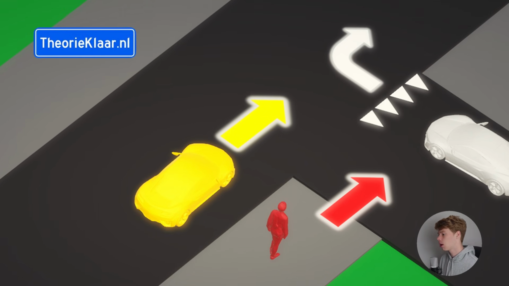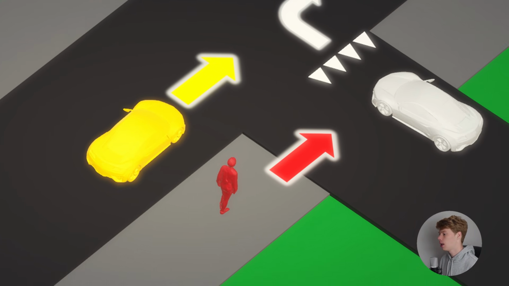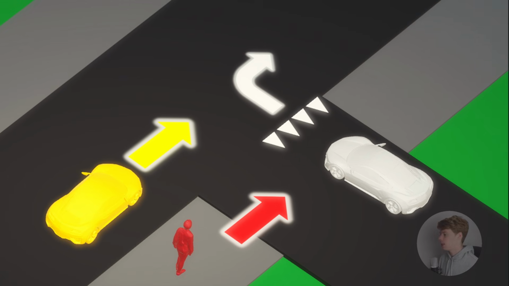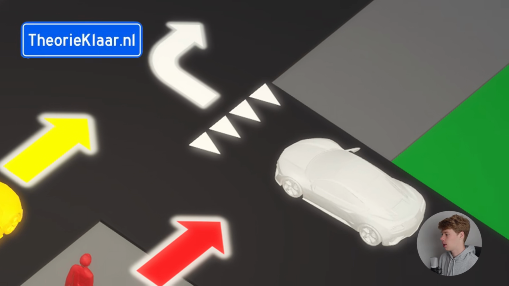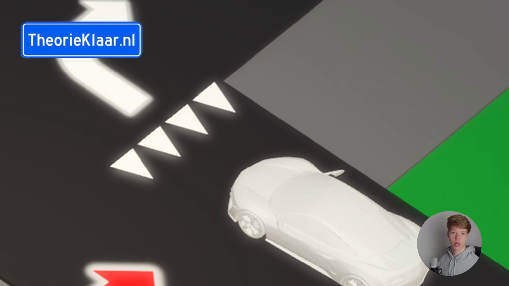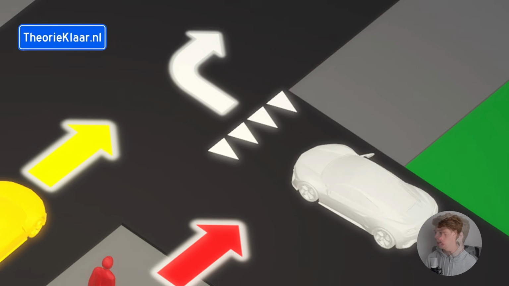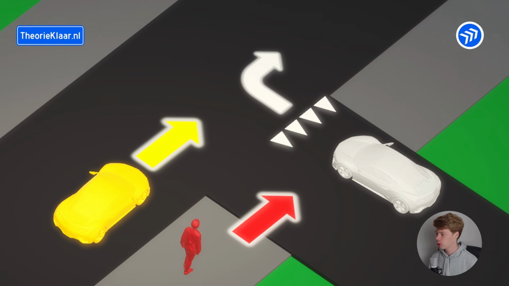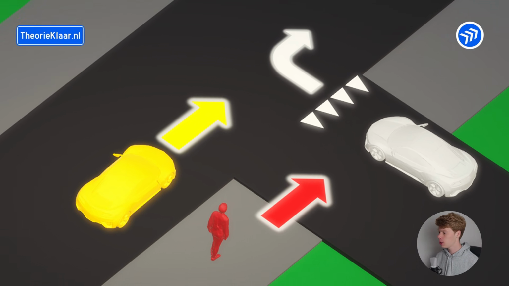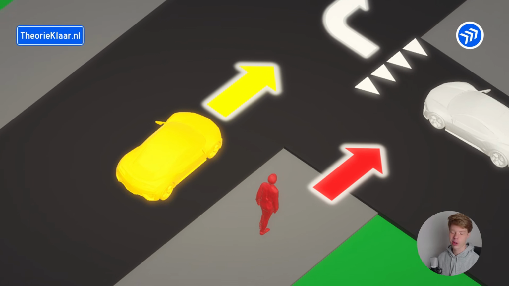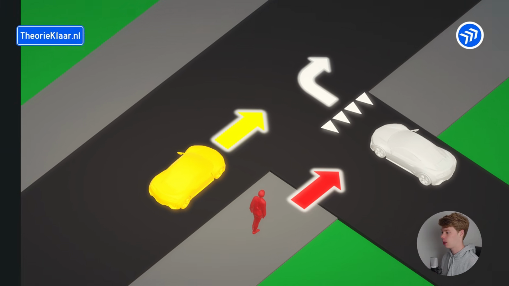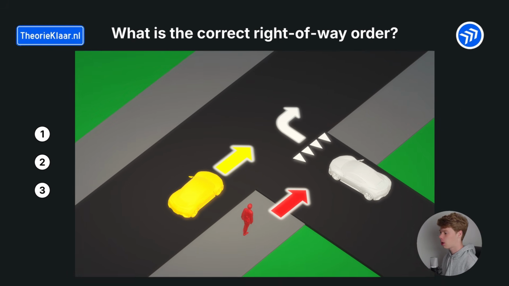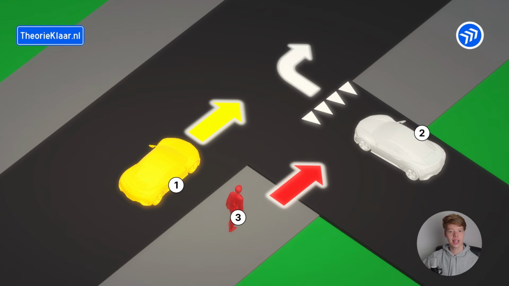And what is the correct right-of-way order here? We have a yellow car, a red pedestrian and a white car. The yellow car is driving straight ahead and they see the white car at the right. But that one is behind the shark teeth, so that means the white car doesn't have priority. And if the yellow car drives straight ahead, the pedestrian won't be obstructed either, so the yellow car goes first. Then we have the white car and the pedestrian left. The pedestrian is crossing, so the white car goes second and the pedestrian is last.